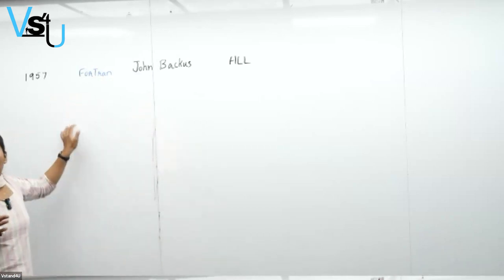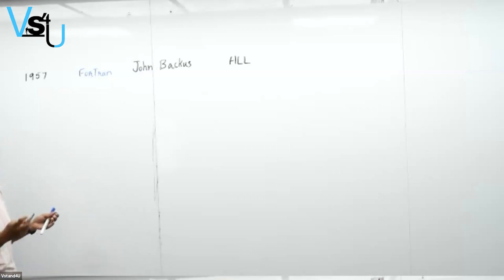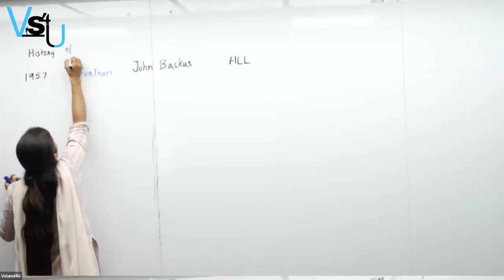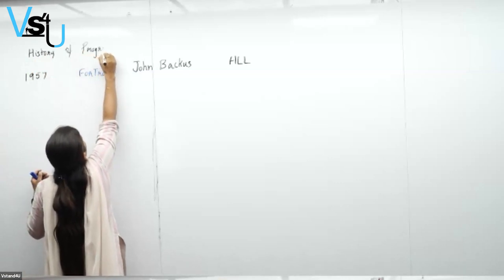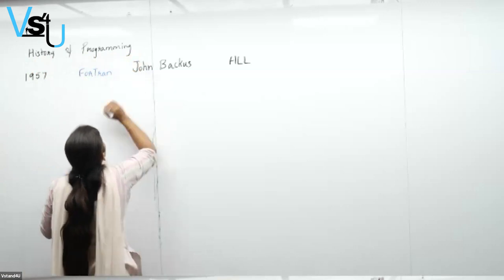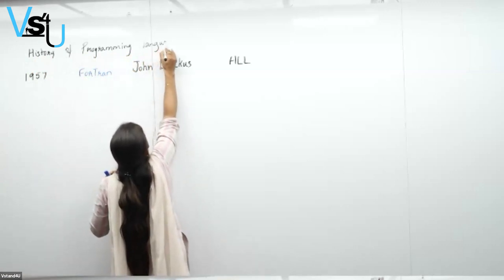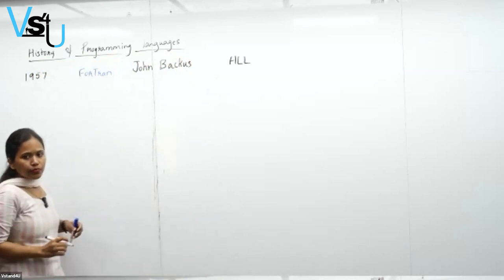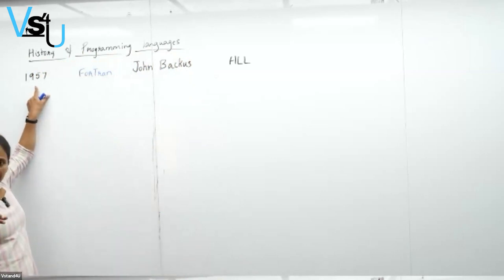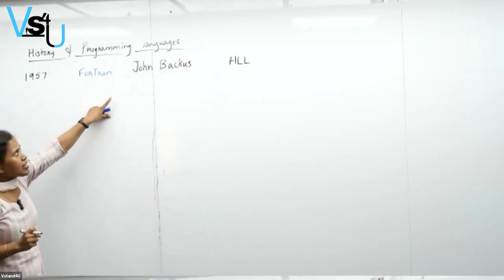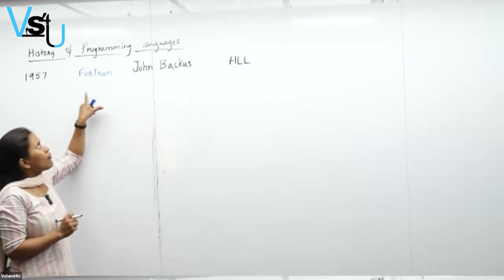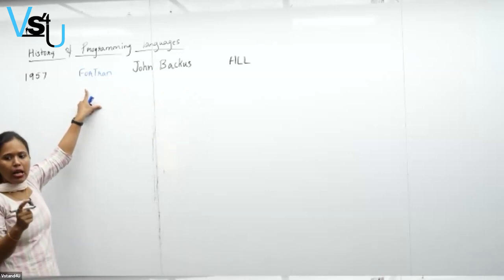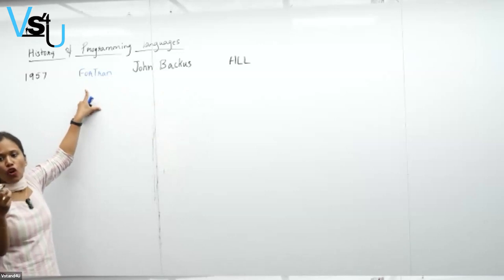Okay, so let's come back to the class. What are we discussing? We are discussing the history of programming languages. This discussion started with the year 1957. What happened in 1957 is that a person named John Backus invented a language known as the Fortran language. Fortran stands for formula translation. Mainly, this language was invented for calculating mathematical formulas.